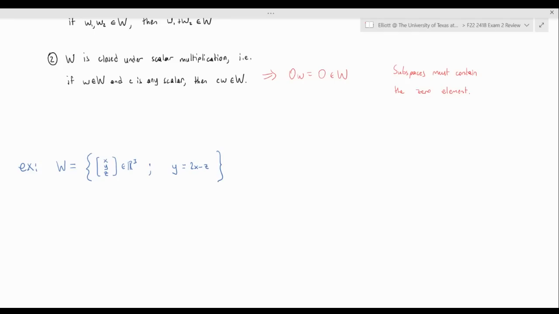Usually this is useful to know to prove that something is not a subspace. We'll see an example of that later, but to show that something is not a subspace, if you recognize that the 0 element is not in the set, that's enough to say it's not a subspace.